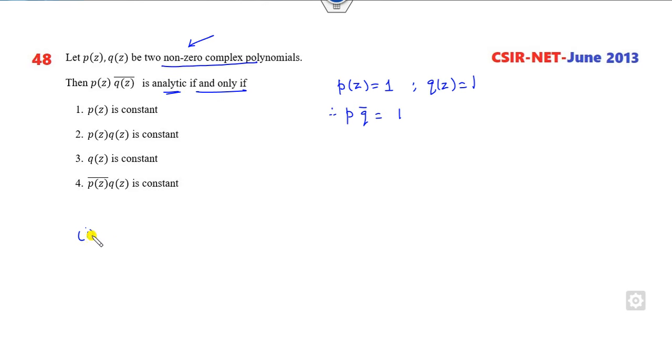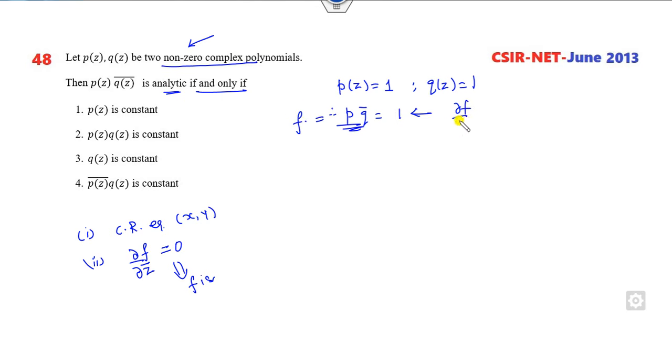When can it be analytic? There are two properties. Firstly, it satisfies the CR equations in terms of x and y. Second, if you take the partial derivative of f with respect to z bar and it is 0, then we can say this is analytic. Clearly, if I consider this as my f, then the partial derivative is 0, so this is analytic. Is the converse true? p is my constant, but what is my q? It is not. So this is not the counterexample to discard this option.